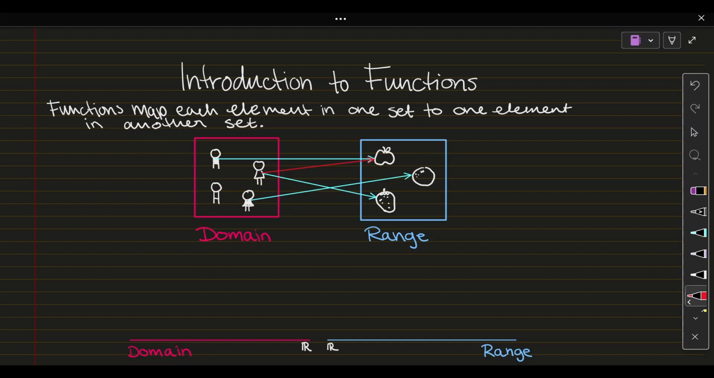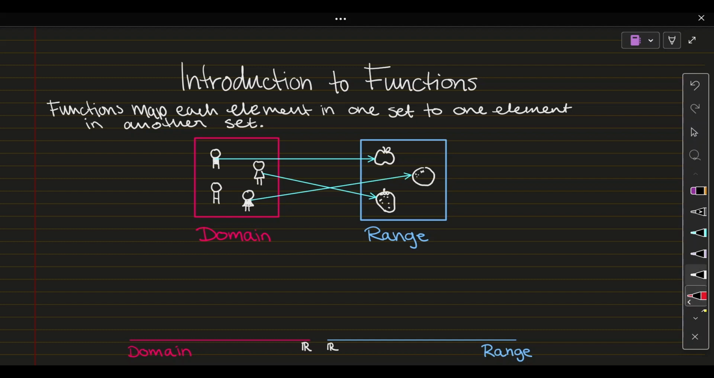And this is the rule for a function in general: each element from what we call the domain, or you can think of this as the set of people that I'm assigning to a fruit, gets sent to exactly one thing in the range, the set of fruits, for example. So a function takes an element of the domain, say a person, and maps it to an element of the range, say a fruit. So I'm giving each person exactly 1 fruit.